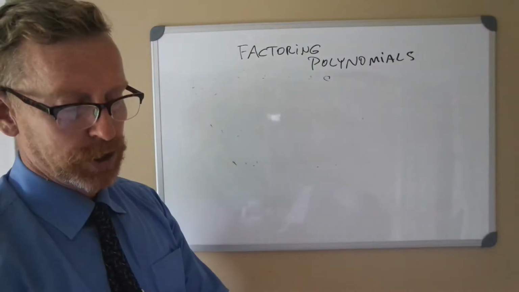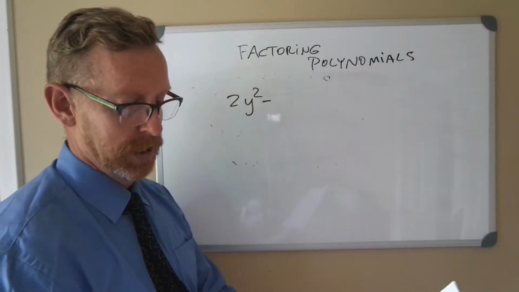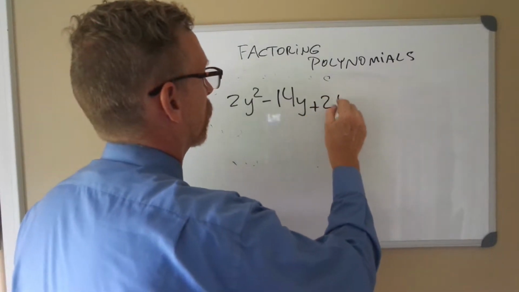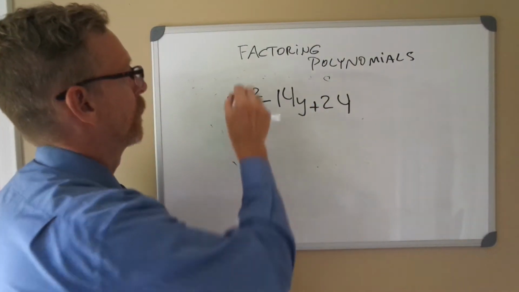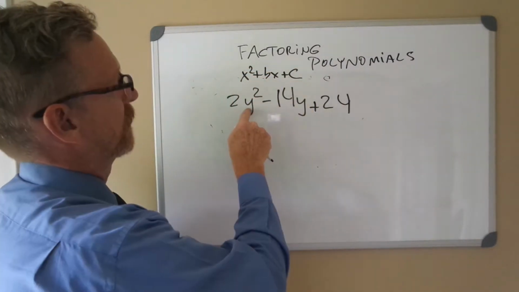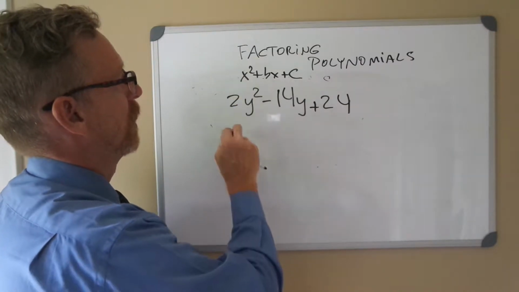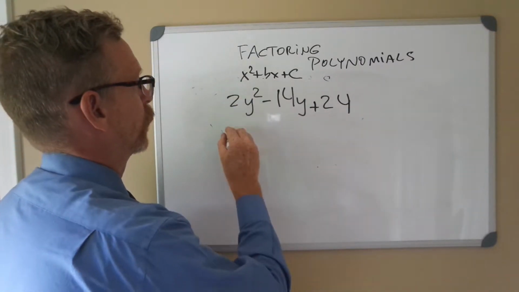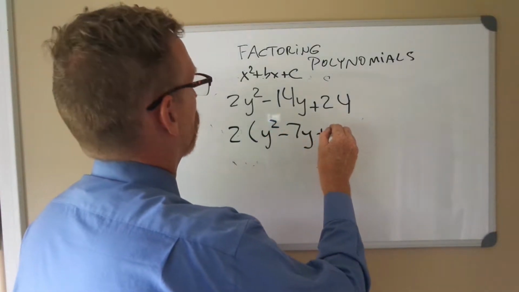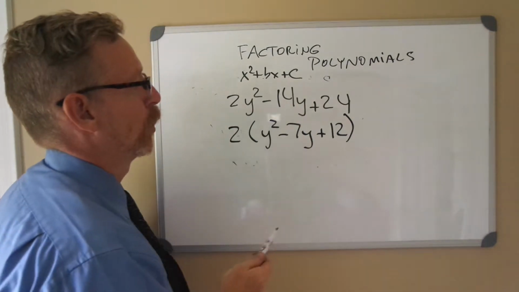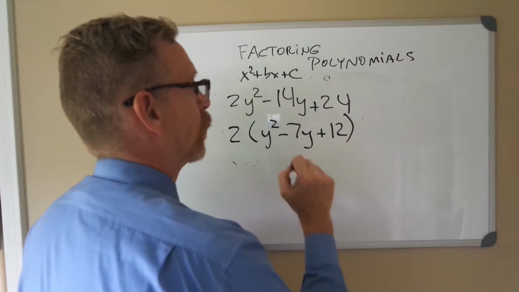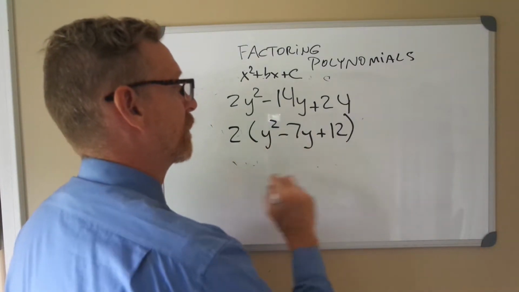Let's try another one. So our next one is 2y squared minus 14y plus 24. Of course, we're doing the form x squared plus bx plus c, and that isn't in that form. Here we have y instead of x. So we need to factor out the 2 if possible, and of course we can. 2 times y squared minus 7y plus 12. Okay, so we're looking for two numbers multiplied together that give you 12, and when added, give you negative 7.